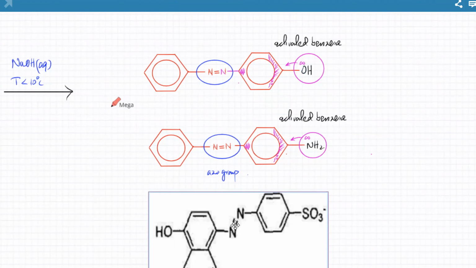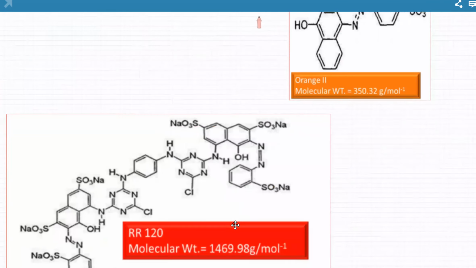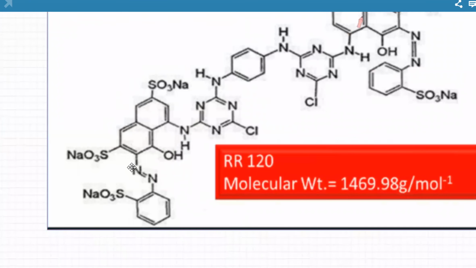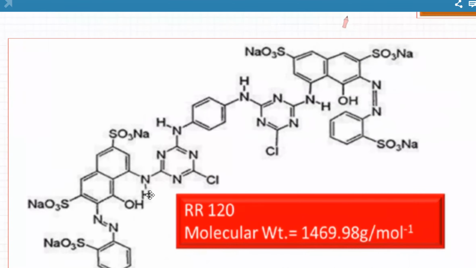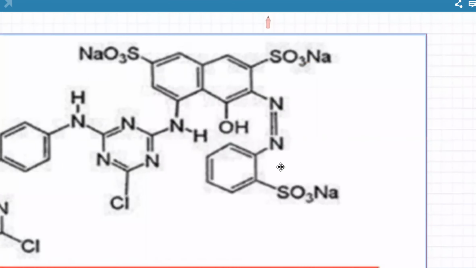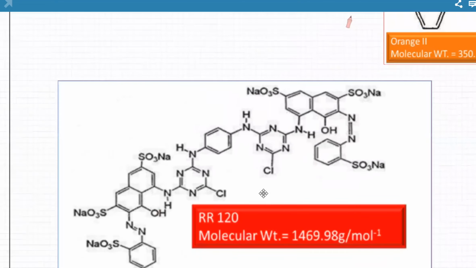Is that clear? So this red color dye has this azo group over here, that's an N double bond N. That's a benzene, and you've got an OH over there, and the other one is not activated. One of them has to be activated. Even over here, there's another azo group, N double bond N. There's this benzene that is activated, and this one is not. Is that clear? Yes, sir.